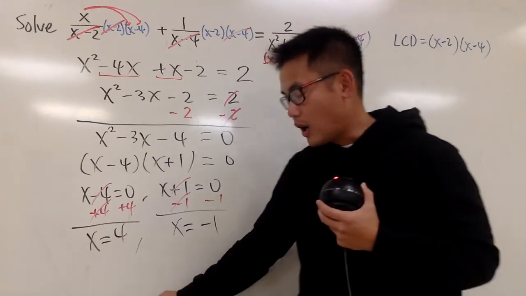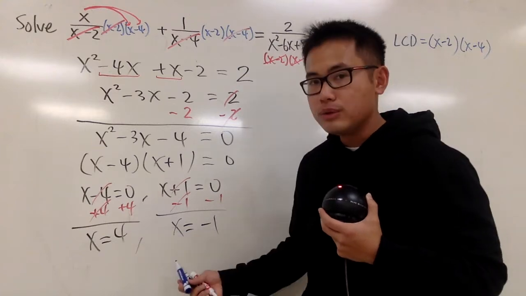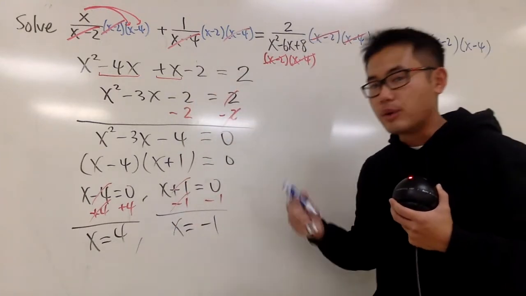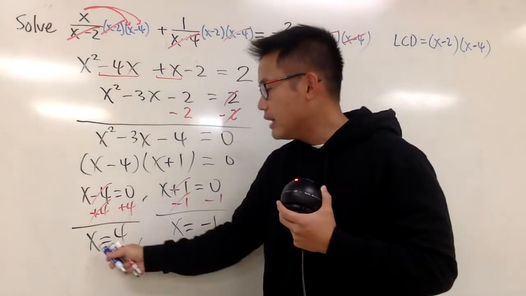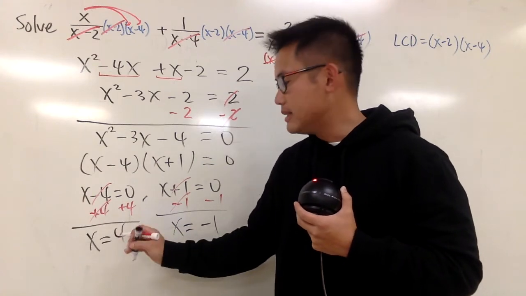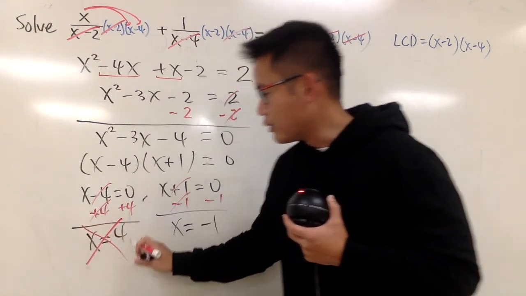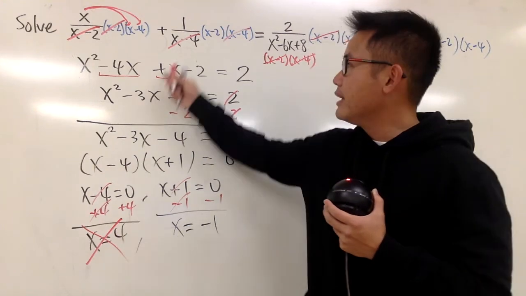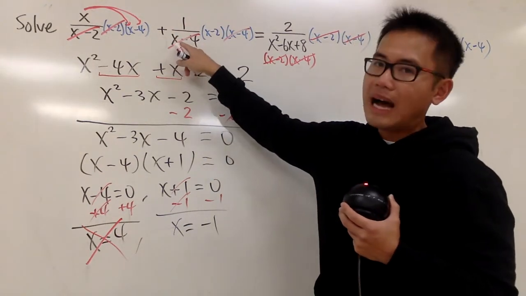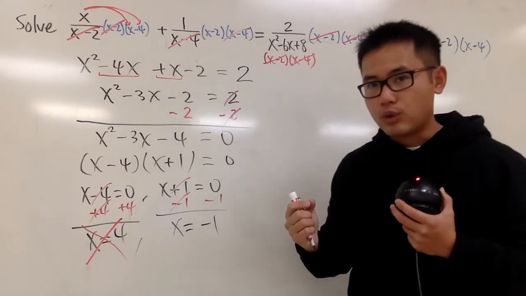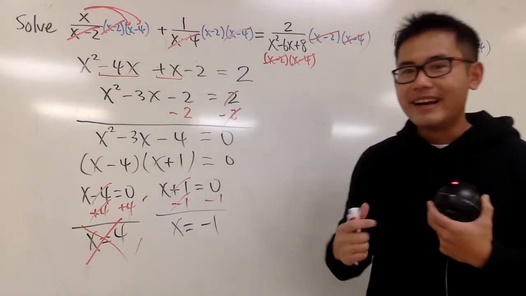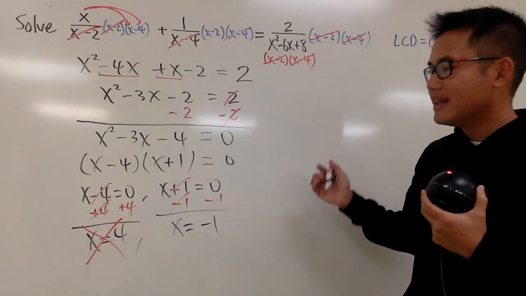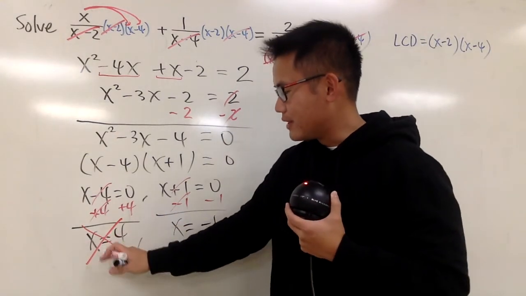So now, you always have to look at these values and then go back to the original equation. In fact, x equals 4 right here, this is a fake answer. We have to get rid of that. Because if you plug in 4 into this fraction, you will have 4 minus 4, which is 0 in the denominator, and that's going to be ruining everything, right? So you have to just get rid of this.